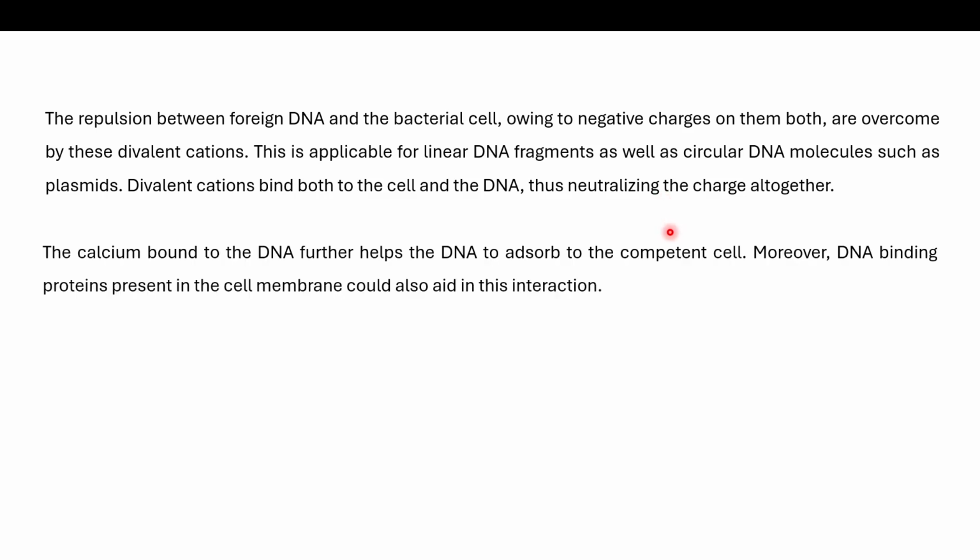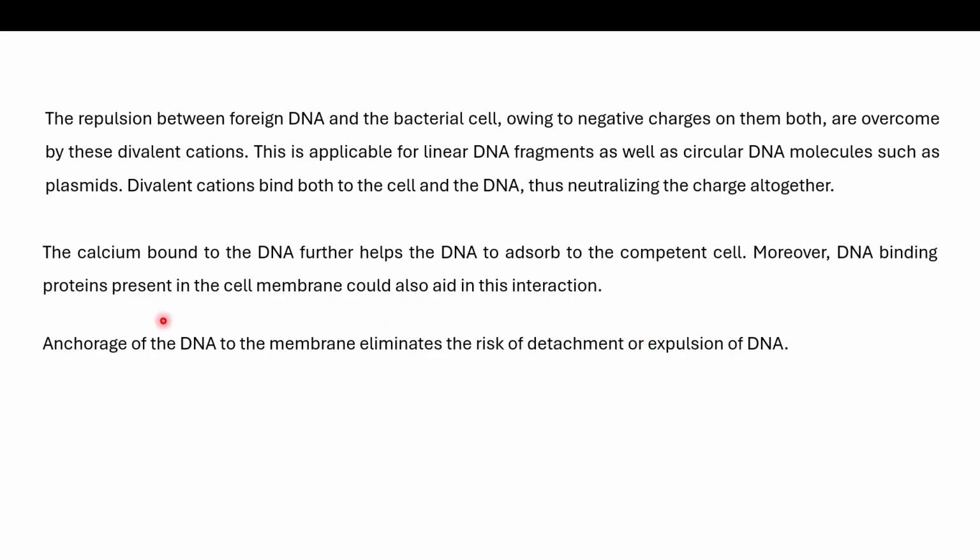Now, the calcium bound to the DNA can further help the DNA to get absorbed onto the competent cells. And also, DNA binding proteins, which are present in the cell membrane, can help in this particular interaction. If there are DNA binding proteins present on the cell membrane, then that can help the DNA to really dock onto the cell surface or recipient cell surface.